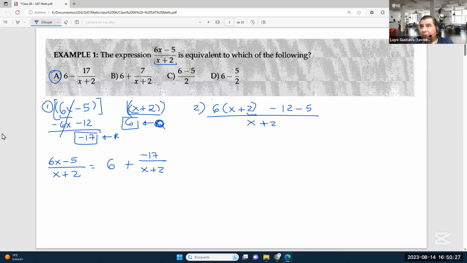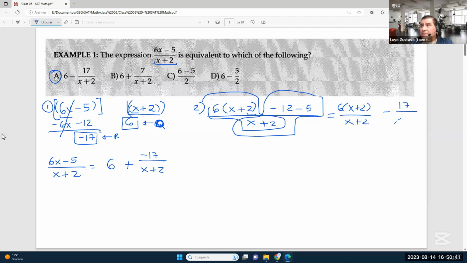Then you can separate this and also this. 2 terms. So this is 6 times (x plus 2) divided by (x plus 2), minus 17 divided by (x plus 2). Here it goes away and you get the correct expression, obviously. Okay, so 2 ways. Let's see another example.